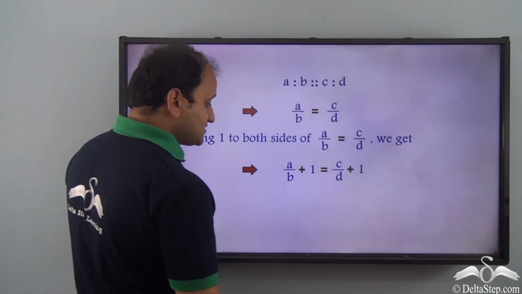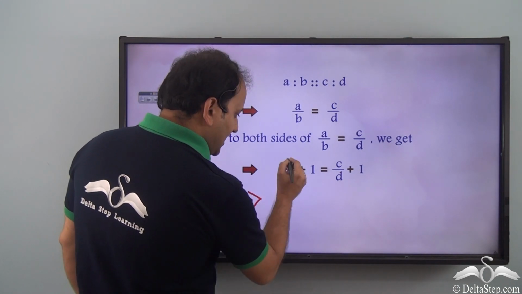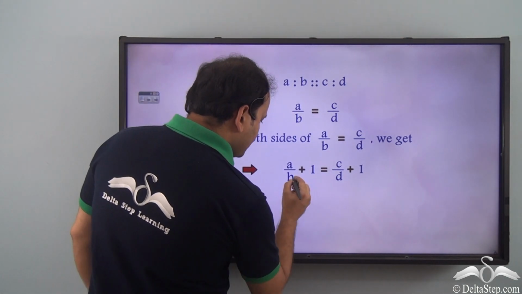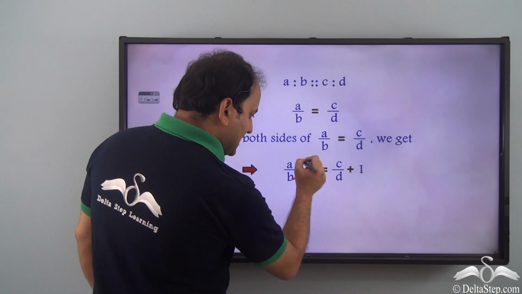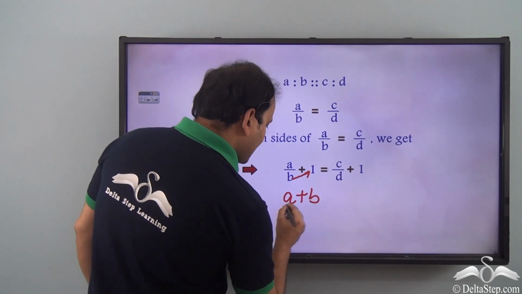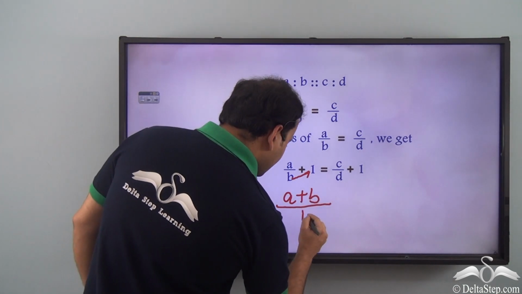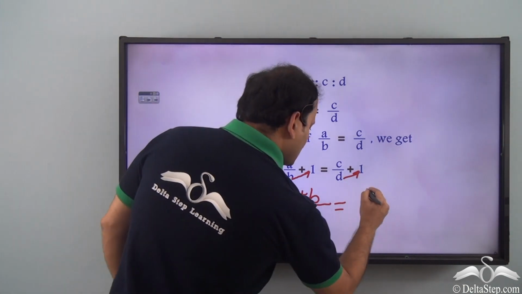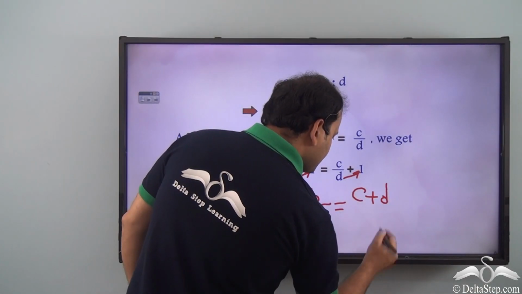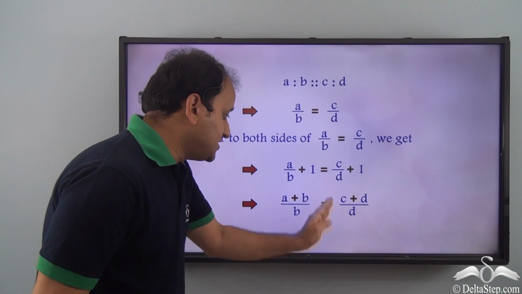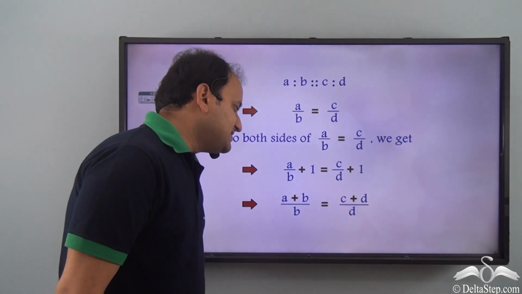Now if we further solve this, what do we get? A by B plus 1. This can be written as A, B is multiplied with 1, so plus B into 1 is B. So we can write it as A plus B, and this entire gets a denominator B. Similarly, D into 1 is D, so C plus D, this entire gets a denominator D. So we have A plus B by B is equal to C plus D by D.